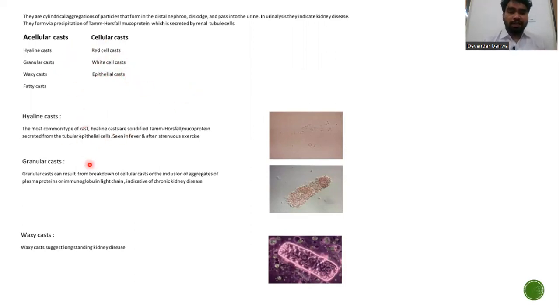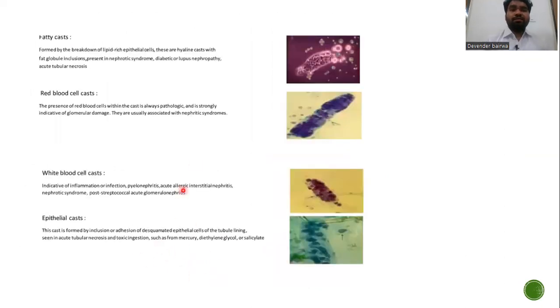So we can see hyaline casts, they are formed because of solidified Tamm-Horsfall proteins, and these proteins are actually secreted from your thick ascending limb of the nephron. And then you have granular cast, which are formed by breakdown of cellular cast or the inclusion of some kind of proteins in these casts, and they generally indicate chronic kidney disease. There can be waxy casts, they suggest long standing kidney diseases. Then fatty casts are there, generally seen in nephrotic syndrome. Lots of fat globules are being excreted in the urine.